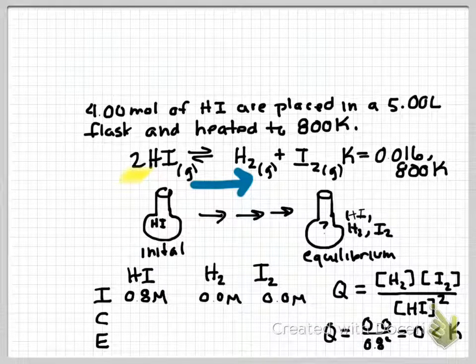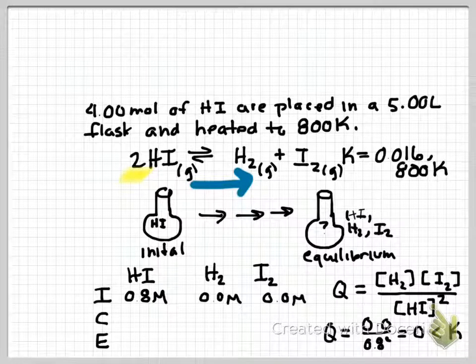That is always going to be the case if I don't have any products, so you don't really have to go through the exercise of calculating Q in this case. But it's good to point out that, depending on what you have at the beginning, you can calculate Q and figure out which way the reaction is going to go. So in this case, I'm going to have to produce products.